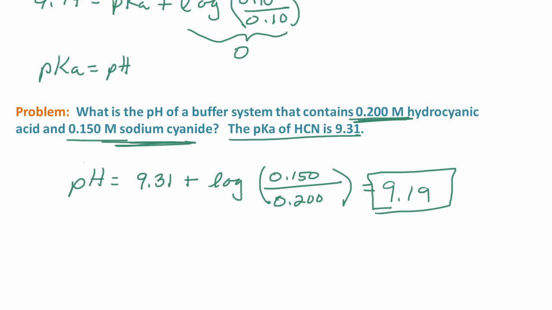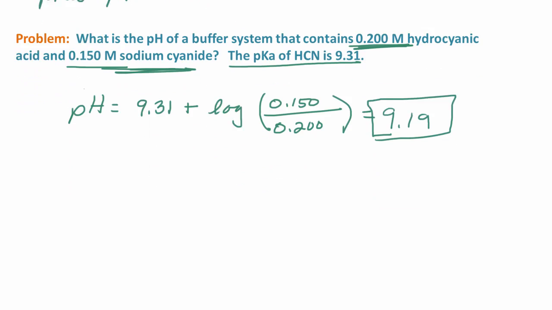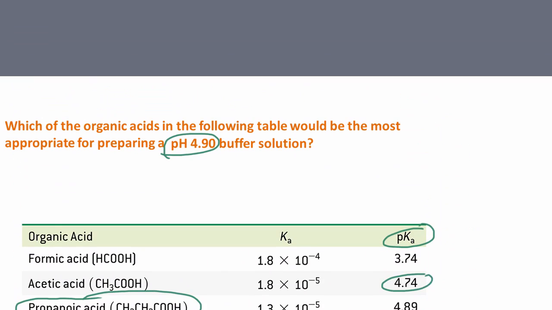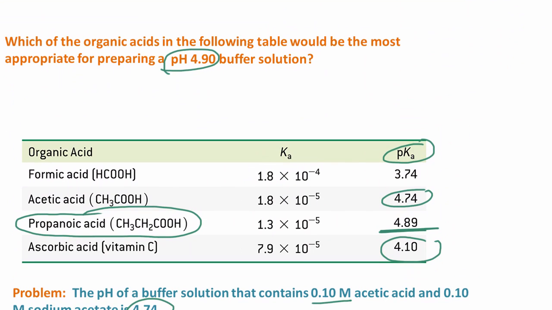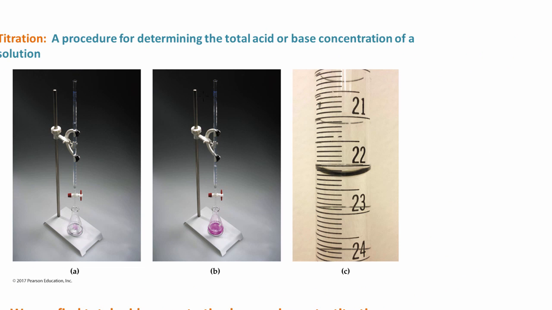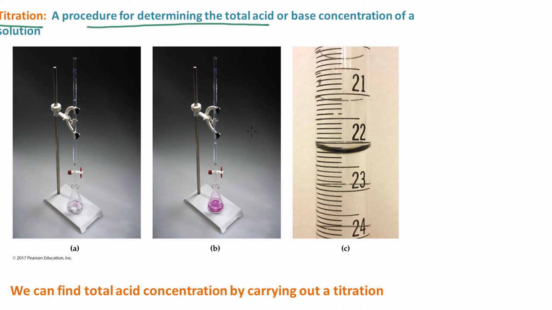So practice some of those buffer problems. The next topic that I'm going to talk about will be that of a titration. A titration is a procedure where we can determine the total acid or base concentration of a solution. In fact, there are different types of titrations, not just acid-base titrations, but we'll talk about acid-base titrations here.